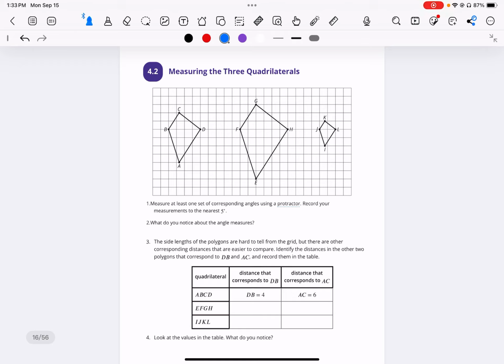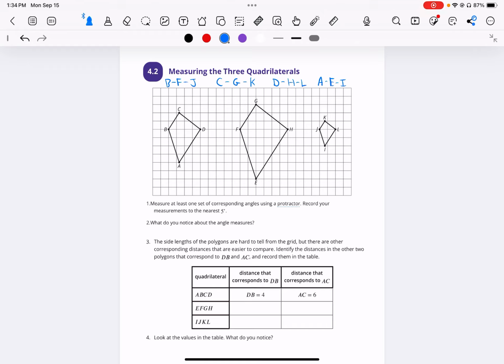So we're going to measure at least one of the corresponding angles using a protractor. We're just going to talk about the corresponding angles and give the measurements. So the corresponding angles: angle B corresponds to angle F and angle J. Angle C, which is the top angle, corresponds to angle G and to K. Angle D corresponds to H and to L, and angle A corresponds to E and to I.